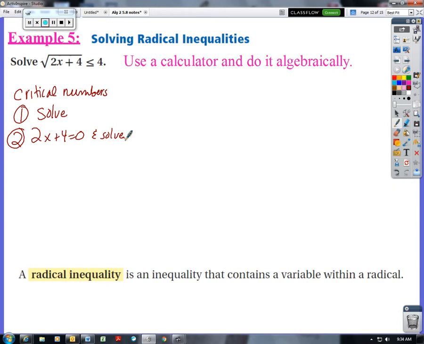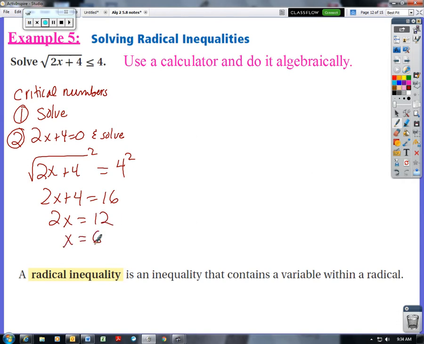So let's go ahead and do it. First, I'm going to solve in the usual way by making the inequality an equal sign and solving to see what we get. I have a square root, so I have to square to undo. So I've got 2x plus 4 equals 16. Subtract 4 from both sides, divide by 2. x equals 6. Let's check that and make sure that works. Let's plug 6 in here. 2 times 6 is 12. 12 plus 4 is 16. The square root of 16 is 4. 4 equals 4. So it checks.